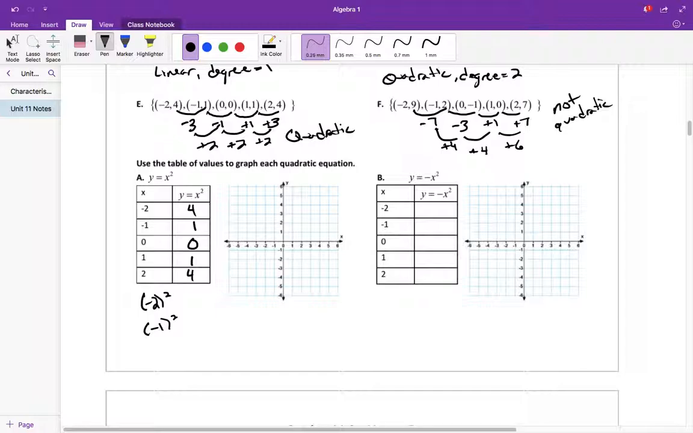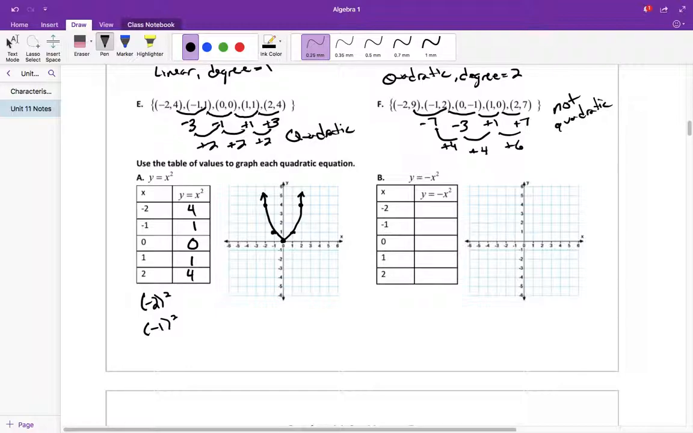And so when you graph each of those points, -2 comma 4 would be right here. Here's -1, 1, 0, 0, 1, 1, 2, 4. And then if you notice, here is what the graph is going to look like. Very similar to those graphs that we were looking at last week. And there's where your graph would be.